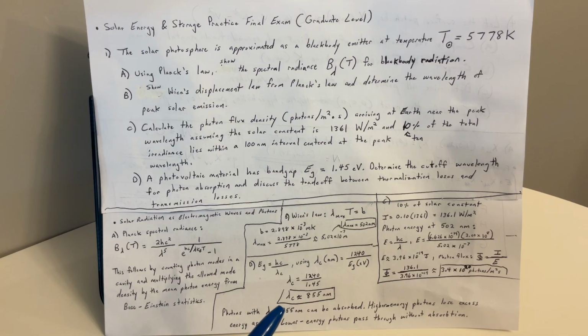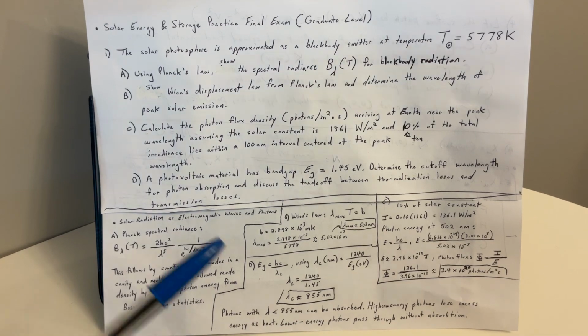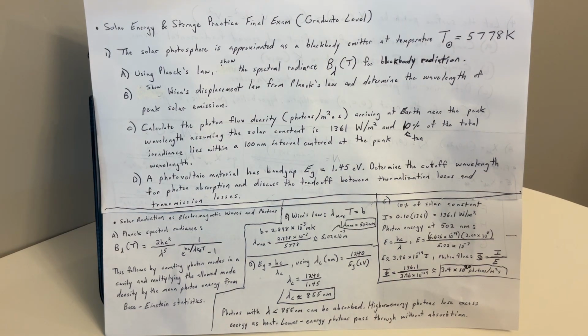And now from here, lambda sub C is about 855 nm, and photons with a wavelength less than 855 nm can be absorbed. Higher energy photons lose excess energy as heat. Lower energy photons pass through without absorption. Okay, so that's number one. Let's move along to number two.